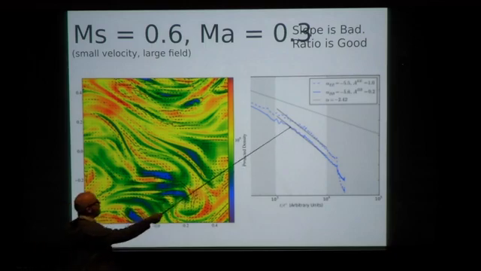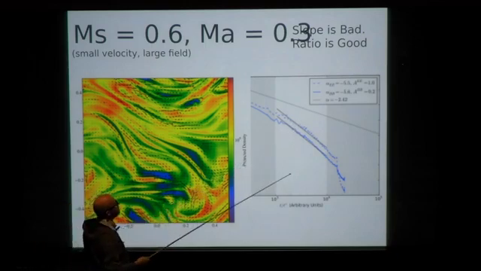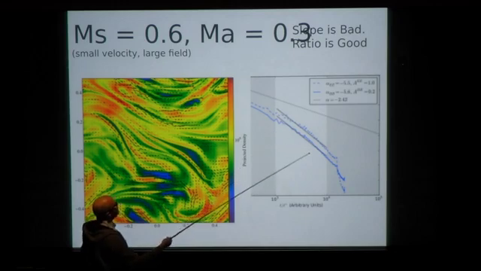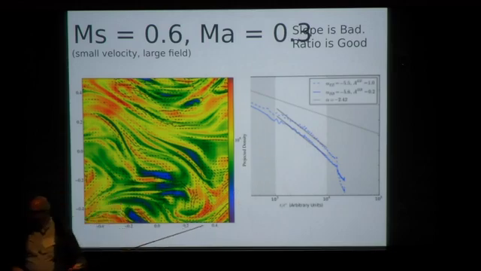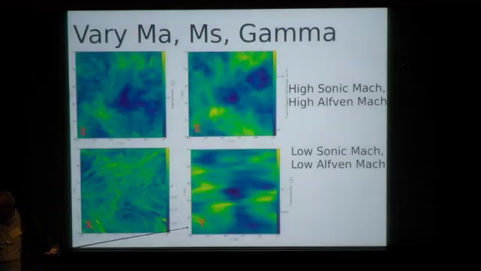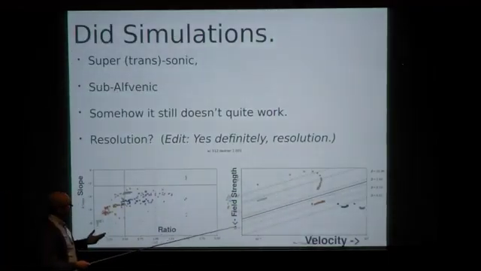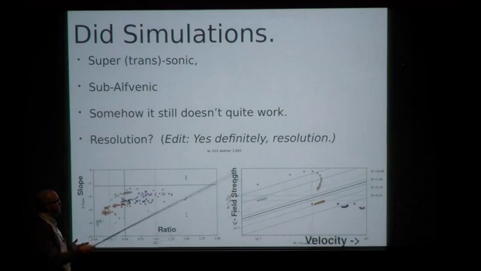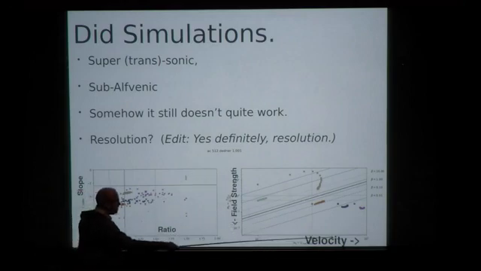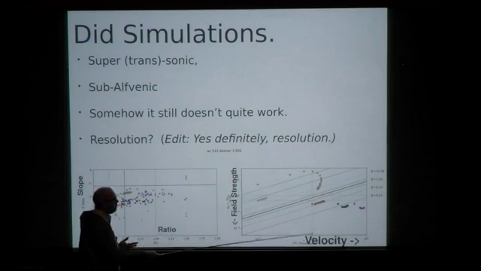We get the ratio right, but the slope is far too steep. So this ratio is a little high, but it's also the cheapest simulation that I could pull off. So we did a suite of simulations where we varied the sonic and Alfvén Mach number. And so this is a diagram that shows the Alfvén Mach number here and the sonic Mach number here. So this is a sonic Mach number of 1 and an Alfvén Mach number of 1.